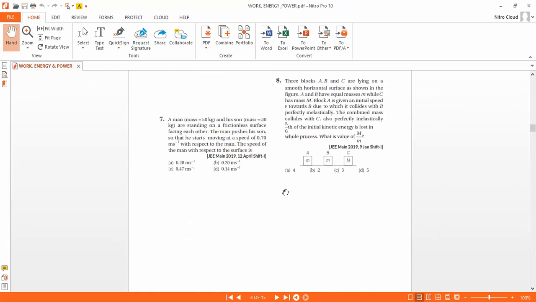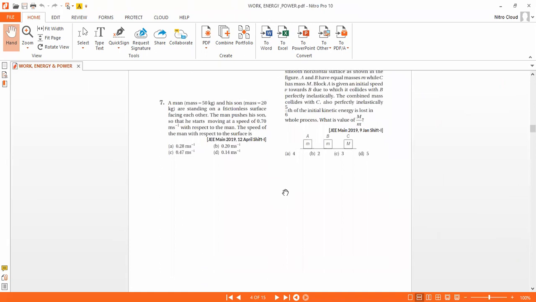Next, seventh question. A man of mass 50 kg and his son of mass 20 kg are standing on a frictionless surface, facing each other. The man pushes his son so that he starts moving at a speed of 0.7 meter per second with respect to the man. Find the speed of the man with respect to the surface.